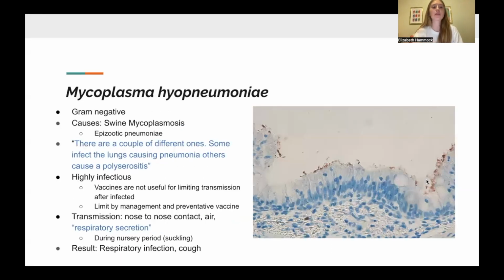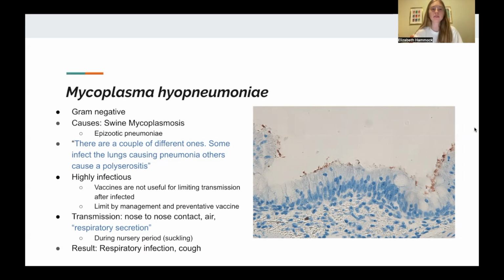So now we can talk about Mycoplasma pneumonia. This is a gram-negative bacteria, which causes swine mycoplasmosis, which is an epizootic pneumonia. And we can see here in this picture, these more flaky things on the outside of this tissue is Mycoplasma pneumonia, the brown stain.